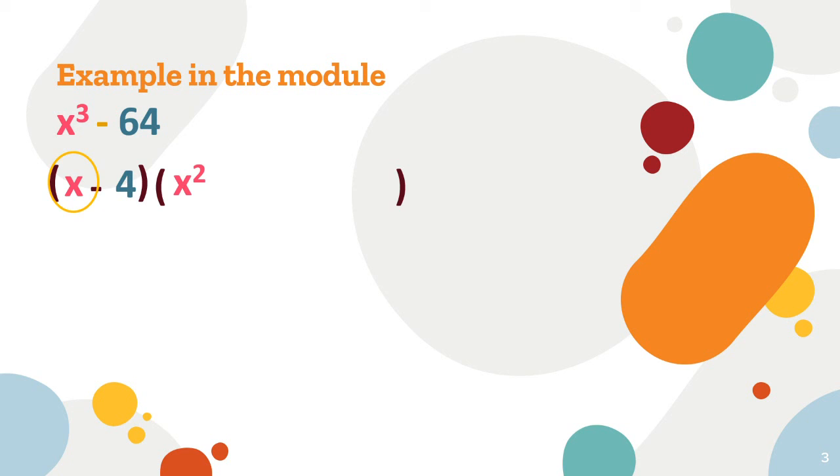Then for the trinomial factor, we will have square of the first term, square of the last term, and then multiply the first and the second terms. Then, since this is negative, we will put positive for the sign of the middle term of the trinomial factor and keep the sign of positive 16.